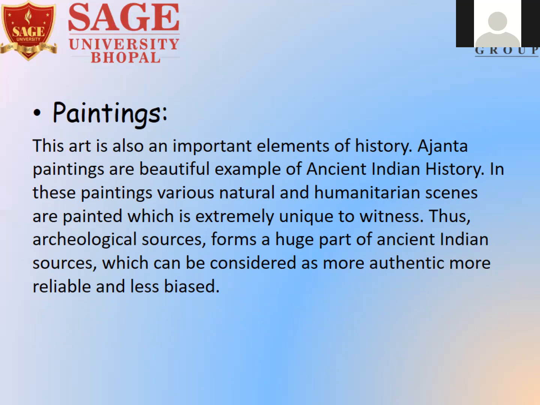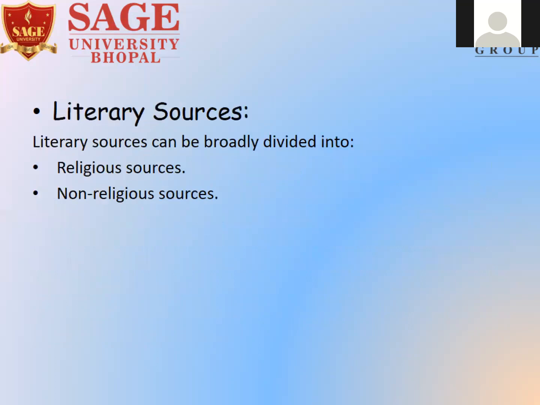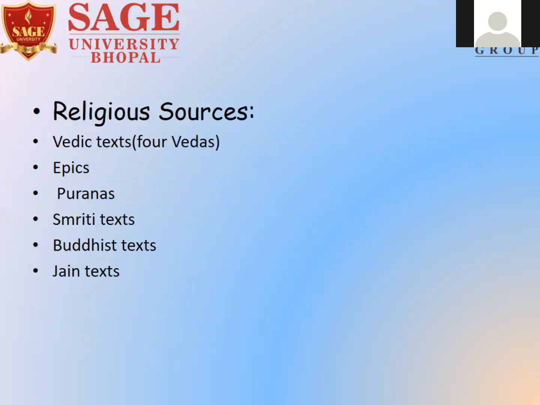and less biased. Friends, here there is also the second point, that is literary sources, which help us to see our history better. So literary sources are divided into religious sources as well as non-religious sources. In religious sources, we use Vedic text. Here, Vedic text means the four Vedas: Rig Veda, Yajurveda, Samaveda, and Atharvaveda.